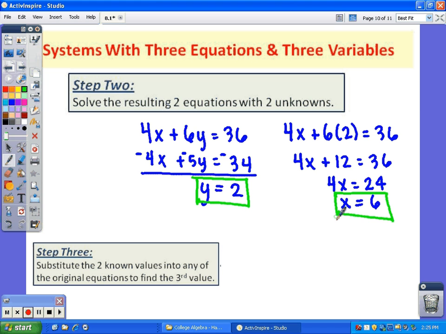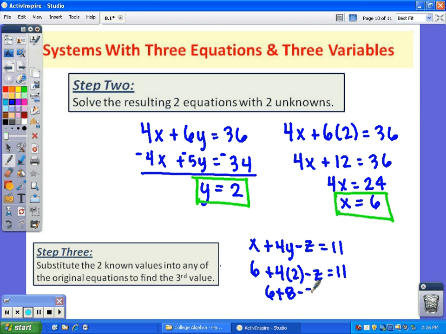And I can take those two values and plug it into any one of the three original problems and find that third variable. So I'll just use that last equation. That last equation, if you'll remember, said x plus 4y minus z is equal to 11. Well, we now know that x is 6. We now know that y is 2. So all we have left to do is find z. So 6 plus 8 minus z is equal to 11. That would be 14 minus z is equal to 11. So z must be 3.